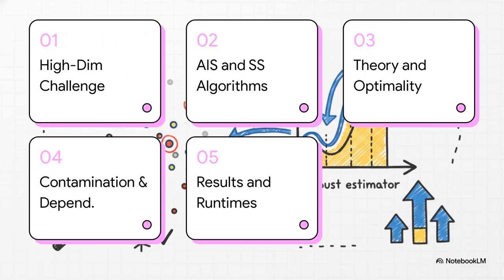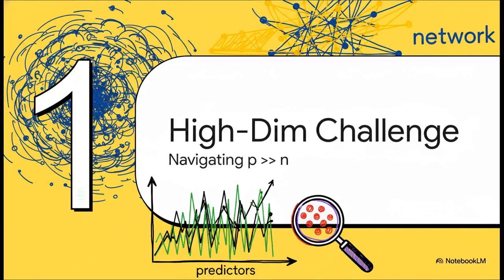Here's a quick map of our intellectual journey. We'll start with the high-dimensional regression challenge, then introduce our proposed algorithms AIS and SS. After that, we'll hit our theoretical guarantees, explore how we combat contamination and dependence, and wrap up with the empirical results and runtimes. All right, diving right into section 1.